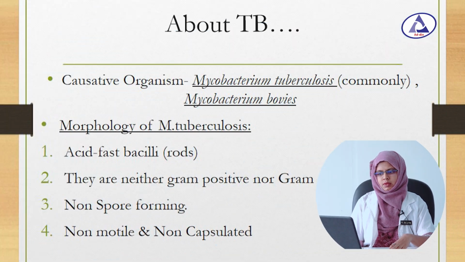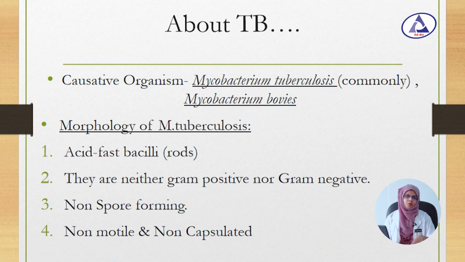Our today's topic is anti-TB drug. As tuberculosis is most common in our country, so we should know some information about tuberculosis. The most common organisms for tuberculosis are Mycobacterium tuberculosis and Mycobacterium bovis. Morphology of Mycobacterium tuberculosis: it is acid-fast bacilli. They are neither gram-positive nor gram-negative, non-spore forming, non-motile and non-capsulated.